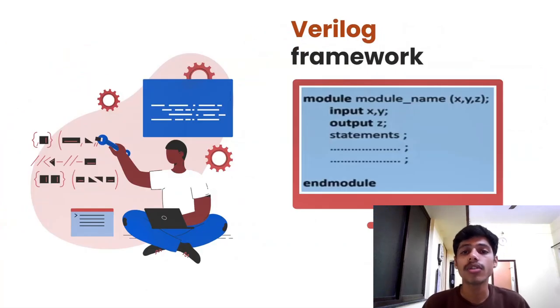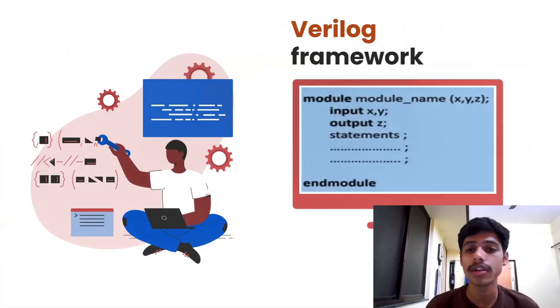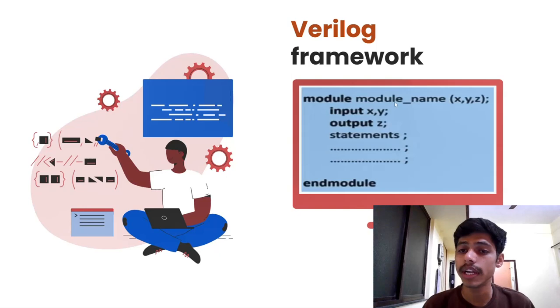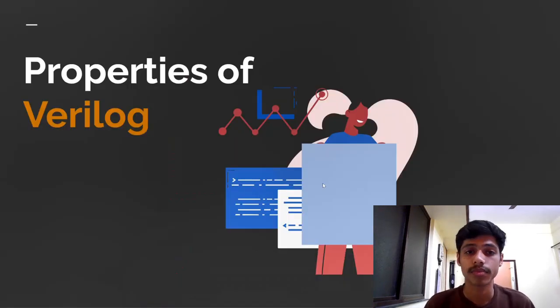So what is the framework of Verilog? We will discuss the framework. It is as simple as VHDL. If we have learned about VHDL, we have to write module, then the module name and the variables on which the module is dependent, the inputs, outputs, and the statements which have to be executed, and after that the keyword endmodule.